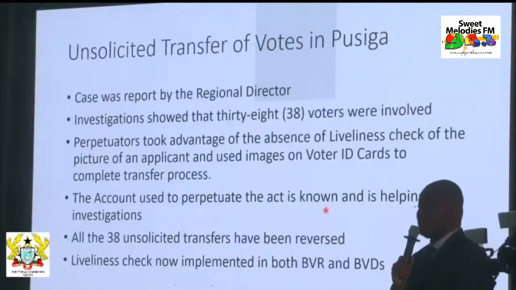And so, as the narrative goes, in collusion with some other people, he used the picture on the voter ID card to verify the individuals and do a transfer. Be that as it may, because our systems work, we were able to verify that indeed spoofing had occurred. And we've been able to pick up and confirm all the 38 people whose transfers were done through this method.